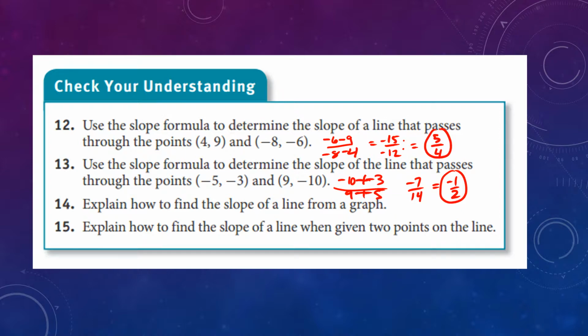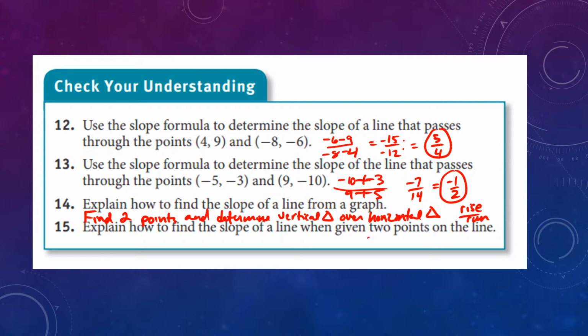Explain how to find the slope of a line from a graph. Well, we're going to find 2 points and determine vertical change over horizontal change. And another way of saying that is rise over run. How is the vertical movement changing as the horizontal movement is changing?